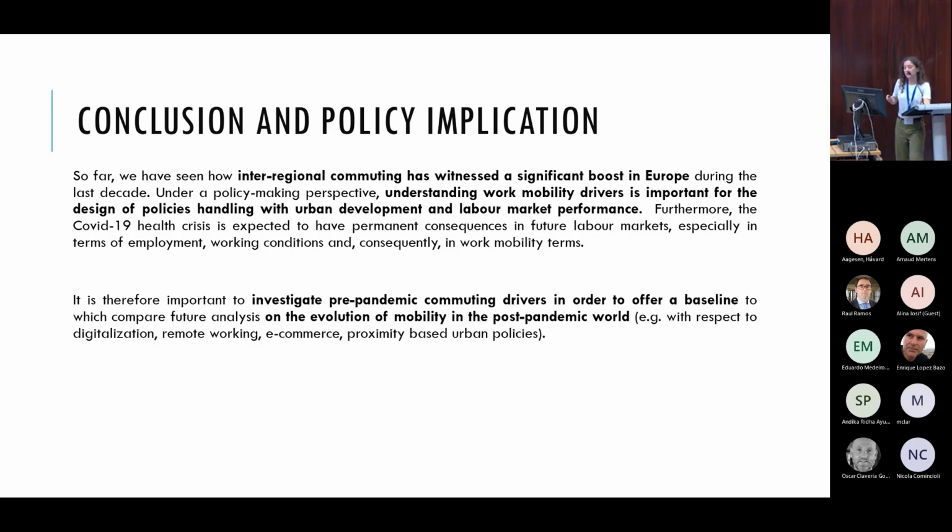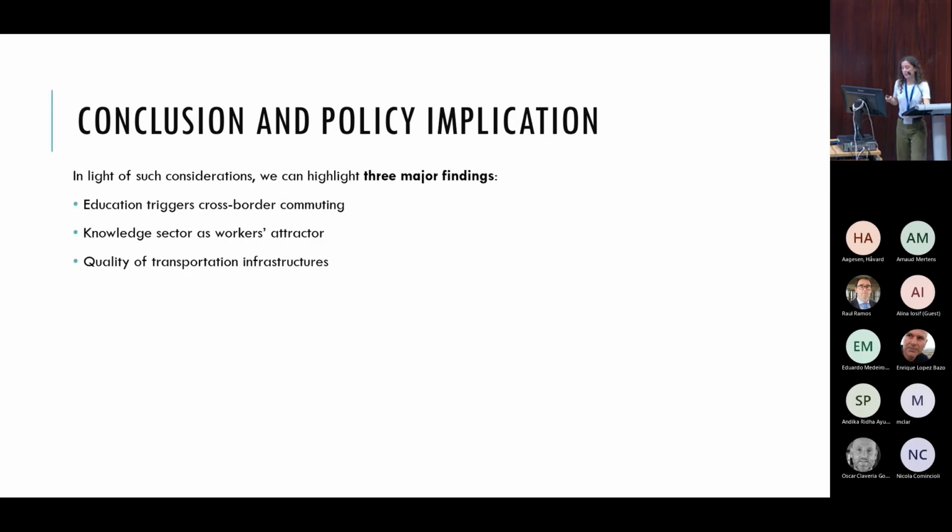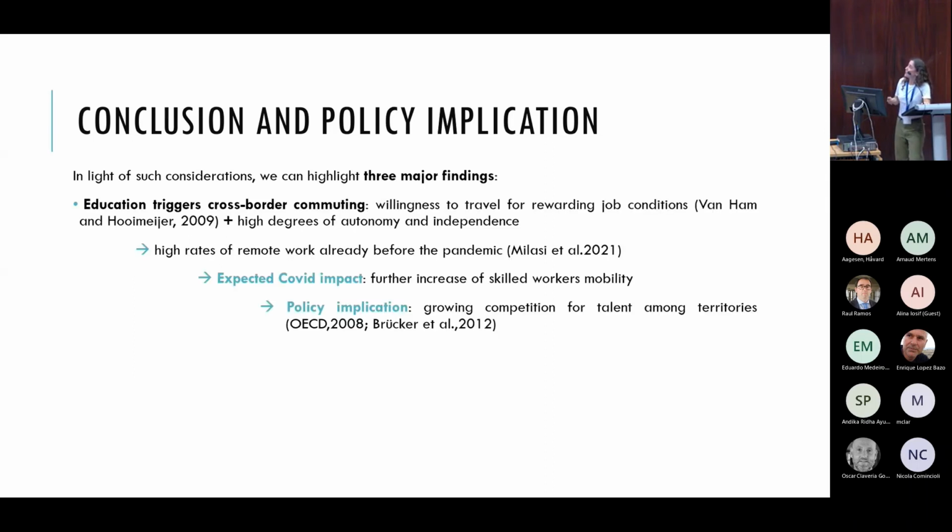With respect to this, it's important also to consider the mobility drivers that were significant before the pandemic in order to compare with future analysis. With respect to the COVID consideration, we might highlight three major findings, which I hope are going to open the discussion. The first one is related to education. So far we have seen how more educated people are more willing to travel to look for better job conditions. And that is something that is also related to the fact that they can commute with lower frequencies because they have high degrees of autonomy and independence in their jobs.